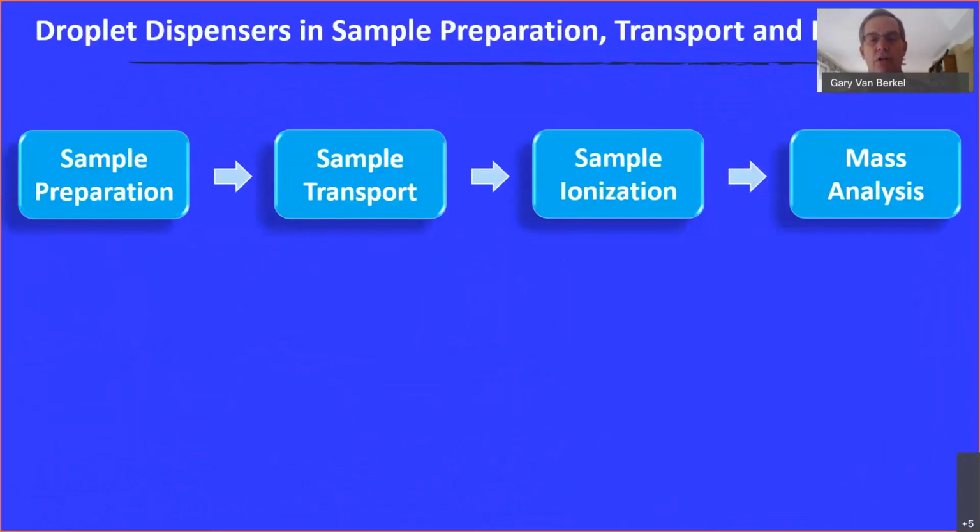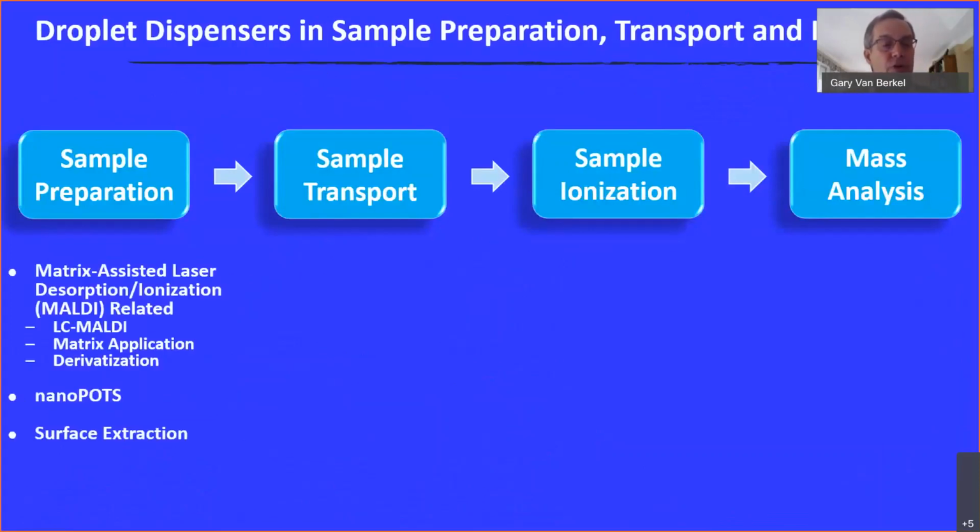So here's this overall view of where these droplet dispensers can be used in mass spectrometry. And I'm only going to look at one subset today. In sample preparation for things like matrix-assisted laser desorption ionization, you have things that are used for liquid chromatography, MALDI coupling, putting down the matrix, putting down the sample itself, derivatizing the sample, or making very small wells on a surface and doing reactions and other chemistries in very small wells for further analysis, or actually putting droplets on surfaces so you can do extractions from spatially resolved surface droplets.